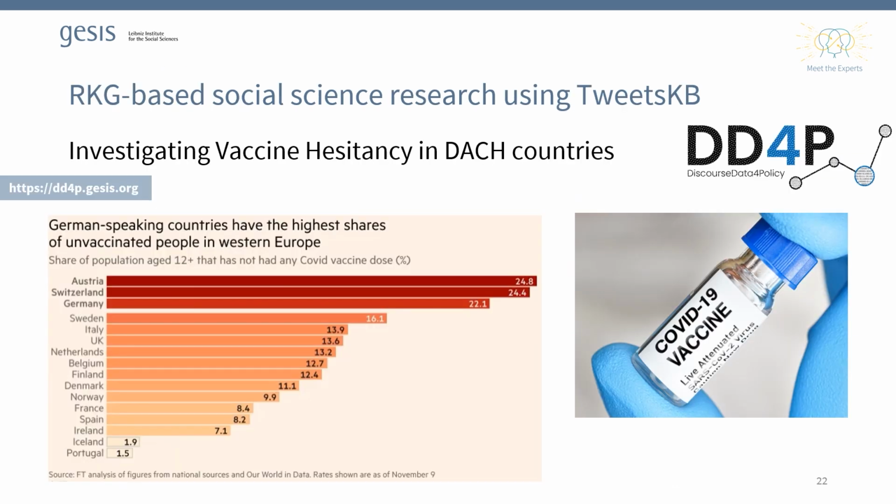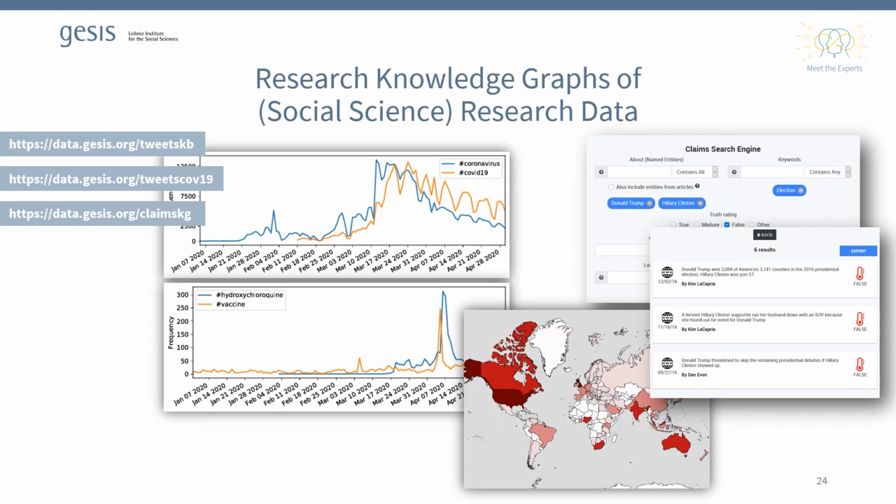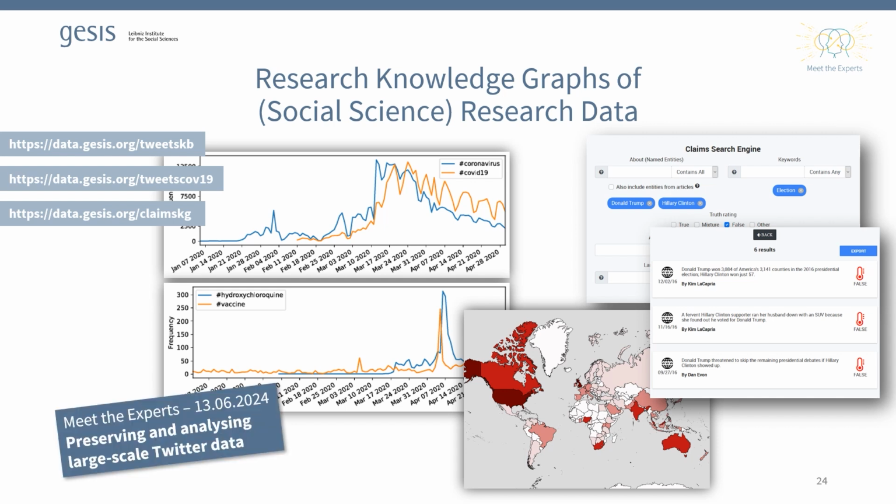This knowledge graph has been actively used to investigate the vaccine hesitancy in the DACH countries in context of the COVID-19 pandemic, where, for example, also the discourse to the topic Impfbereitschaft, so to speak, the willingness to get vaccination, has been investigated. At GESIS, we offer several research knowledge graphs of research data which can be used for conducting research. In June, there will be a Meet the Experts talk on how to preserve and analyze large-scale Twitter data.